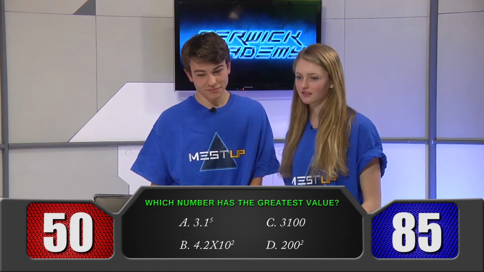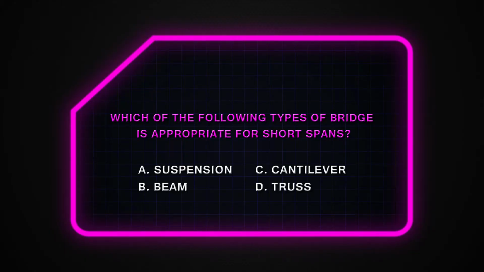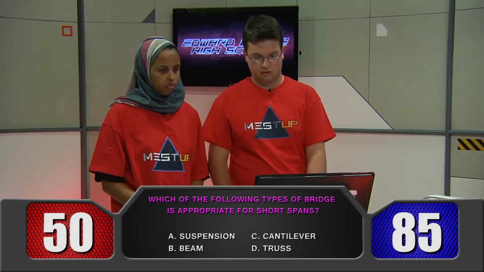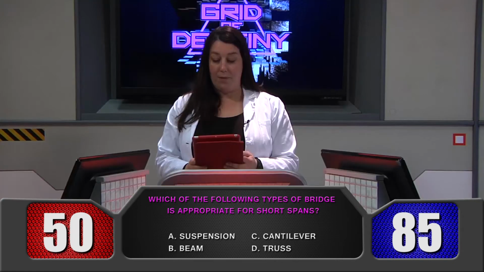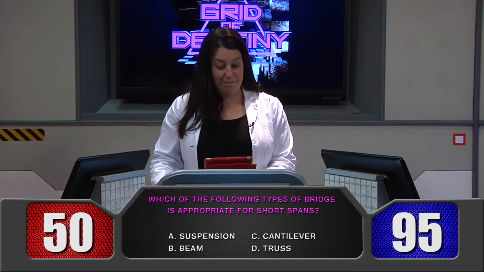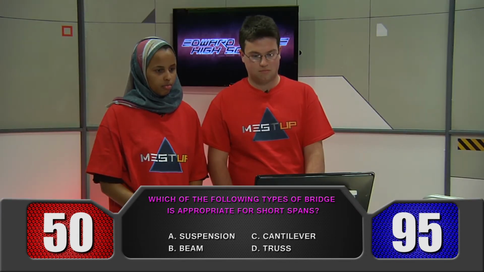Engineering for 10. Which of the following types of bridge is appropriate for short spans? Red team. C, cantilever. Incorrect. Blue team. B, beam. That is correct. Blue team, your choice again.